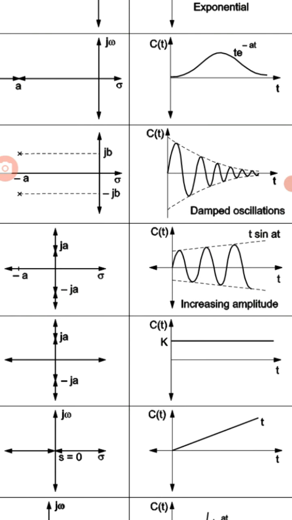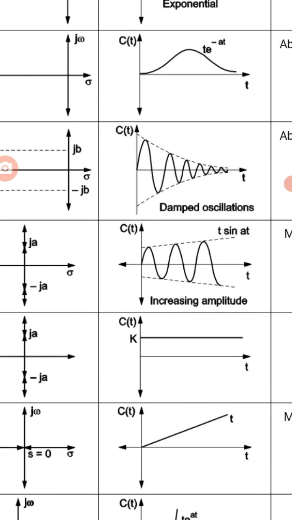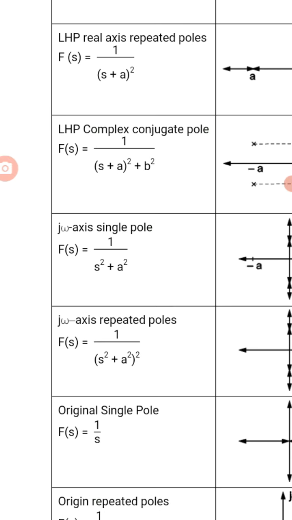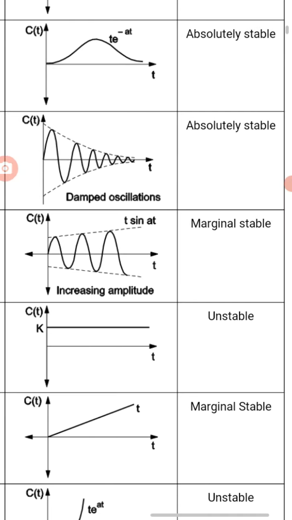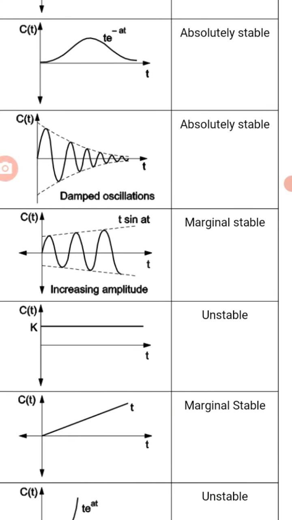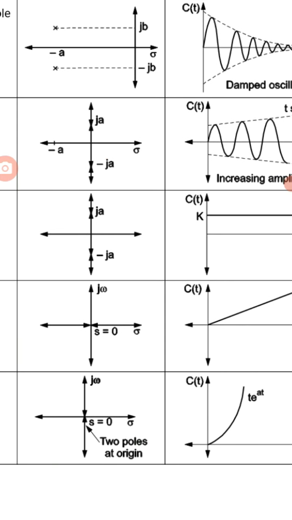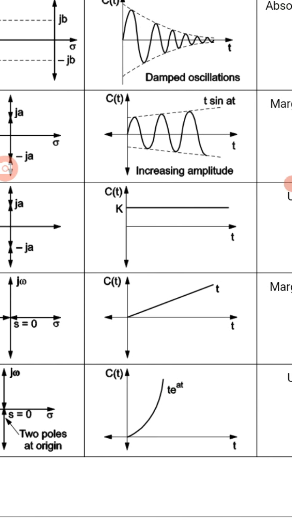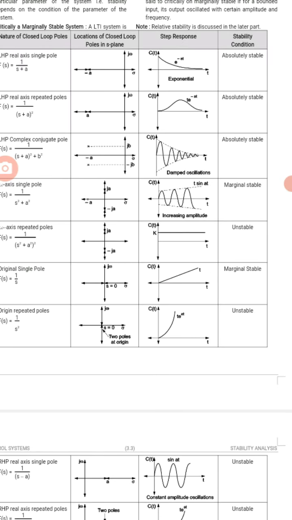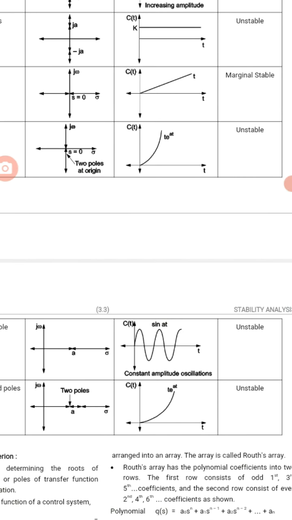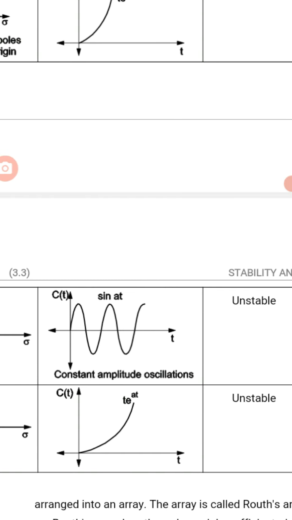If poles lie on the j-axis of the S plane, then there are 4 poles, and the system is unstable. Unstable means the output will continuously increase or stay as it is. Then this is called an unstable system. If poles lie on the right hand side, then the system becomes unstable. So this is what unstable and stable systems are.